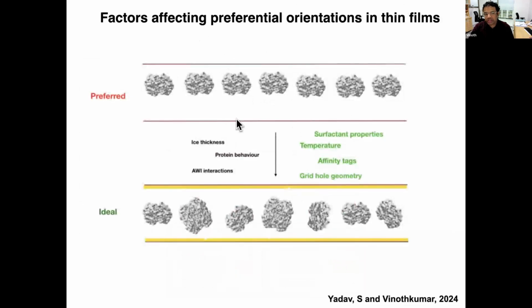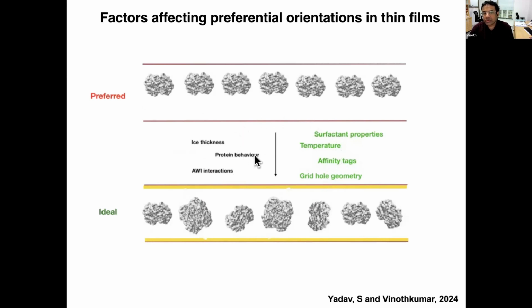So in sample preparation, to move away from this preferred orientation, now we can think of multiple different parameters. One is ice thickness, the air-water interaction, which affects this property. You can use surfactant. The property of the surfactant helps. Temperature, affinity tags, and what kind of grid hole geometry you use. So very often the smaller holes, because they are packed together, they tend to give better ice and probably better data. So these are things which one can try.